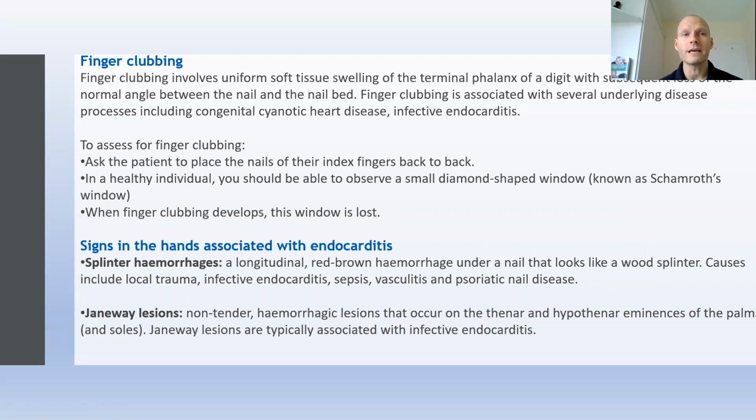And again, looking at things like finger clubbing, okay, we can have a little look to see whether the patient has any changes in nail beds. We can get them to do this, getting the fingernails next to each other, to see if there are any signs of finger clubbing, looking for signs of splinter hemorrhaging, Janeway's lesions, anything that may indicate that this person has some form of underlying health issue.